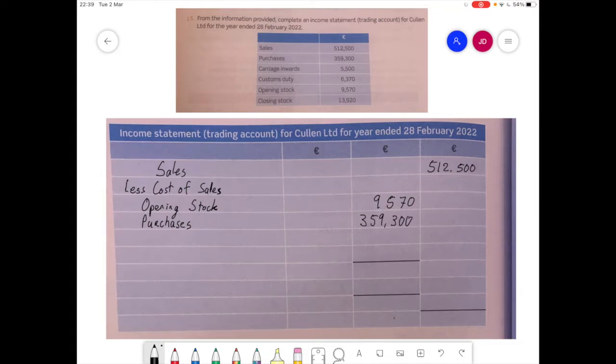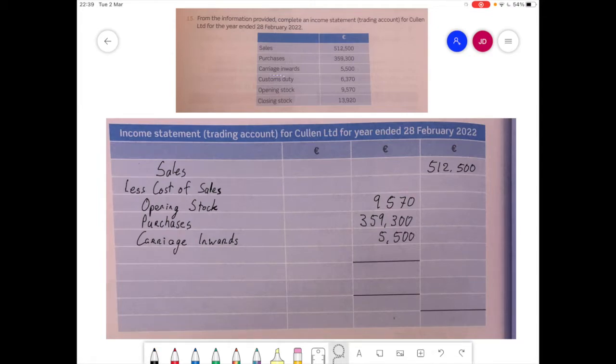Now, is there anything else we have to add in here? There is indeed. The question gives us carriage inwards. Now, carriage is a fancy way of saying delivery. Think about the old horse and carriages back in the day. So whenever I see carriage, I'm thinking delivery. Now, carriage inwards means the delivery into the business. So delivery of goods into the business. So I'm going to put this here, 5,500. Happy days. Anything else I'm to include in there?